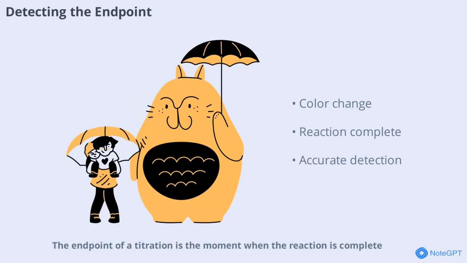The endpoint of a titration is the moment when the reaction is complete, often indicated by a color change in the solution. This change means that the amount of titrant added is just enough to react with the analyte. Detecting the endpoint accurately is crucial for precise calculations. Some titrations use electronic sensors to detect the endpoint, but visual indicators remain popular for their simplicity.